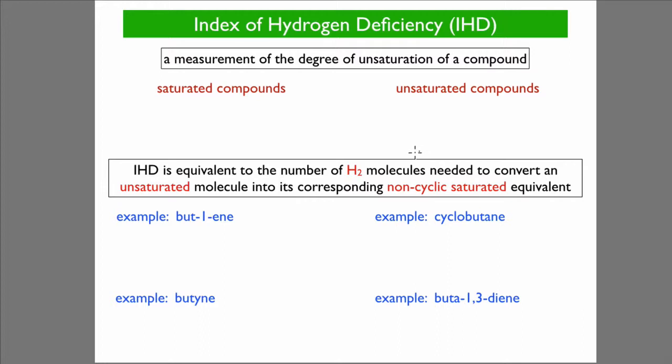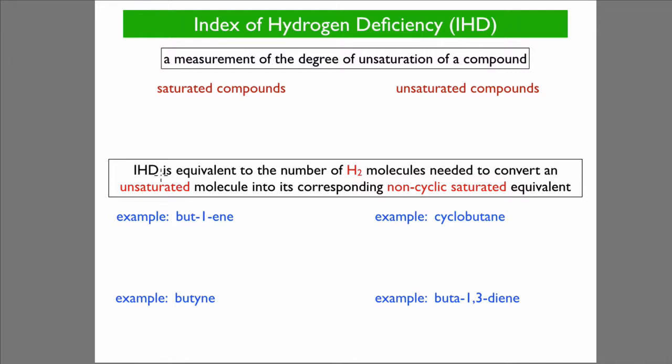The index of hydrogen deficiency, or IHD, is a measurement of the degree of unsaturation of a compound. Saturated compounds contain no double bonds or triple bonds in their carbon chains. They only have single bonds in the carbon chains. Unsaturated compounds have double or triple bonds in the carbon chains.